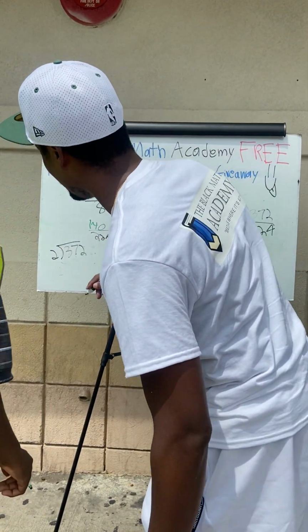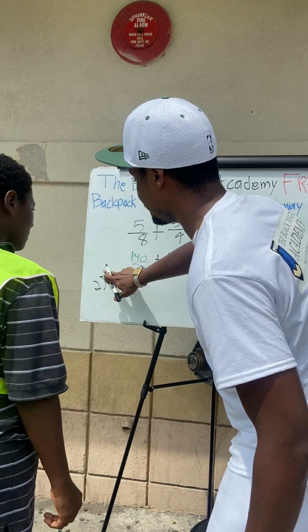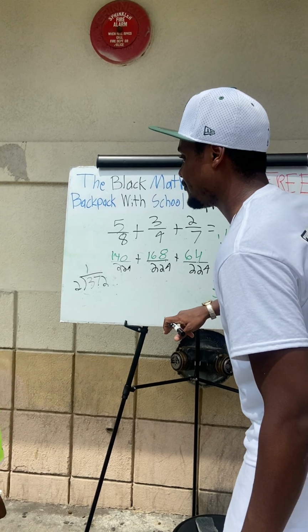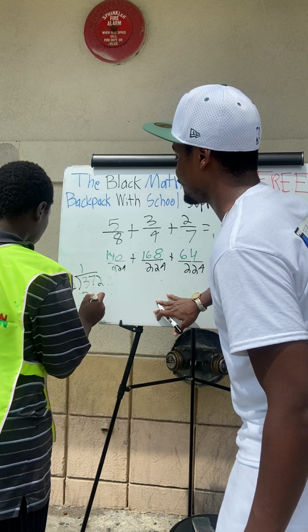Once. So write 1 above the 3. Now we're gonna take that 1 and multiply it by 2. 1 times 2. Write the 2 underneath it. Now you're gonna subtract.